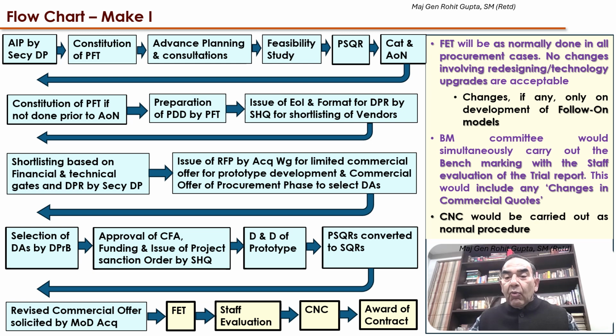The benchmark committee would simultaneously carry out the benchmarking with the staff evaluation of the trial report, similar to Buy and Make. This includes any changes in the commercial quotes that may have been given by the vendor, and the CNC will be carried out as per the normal procedure as we saw in chapter 2.